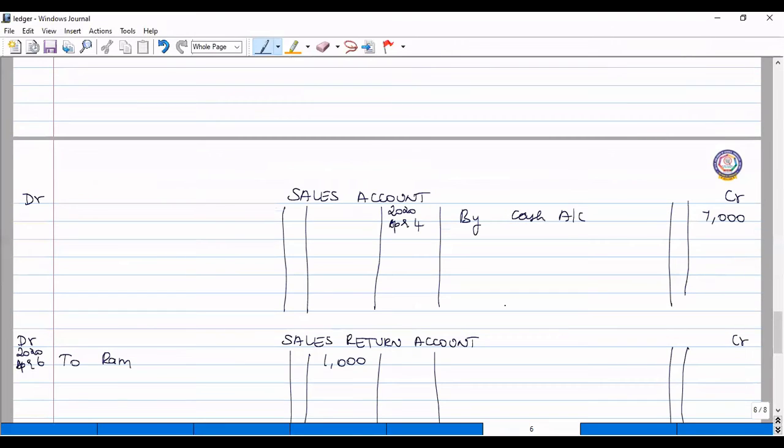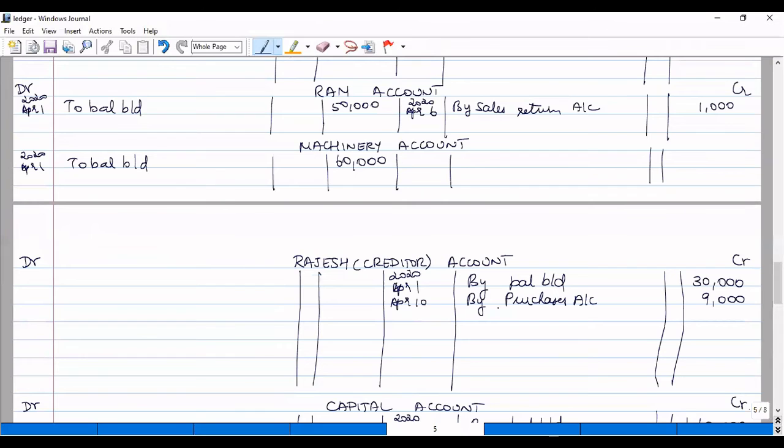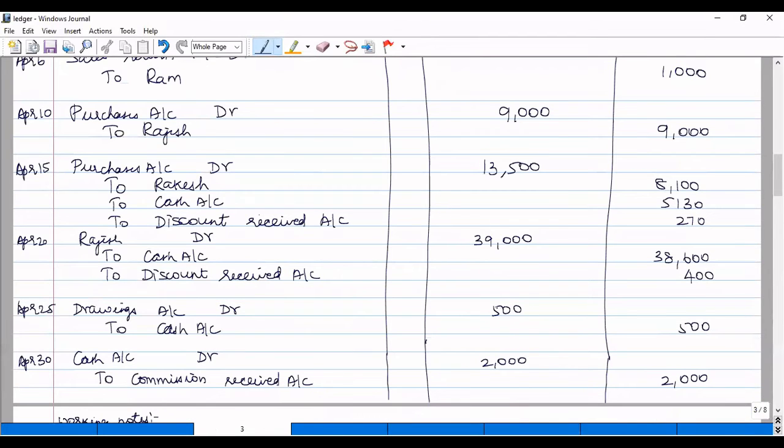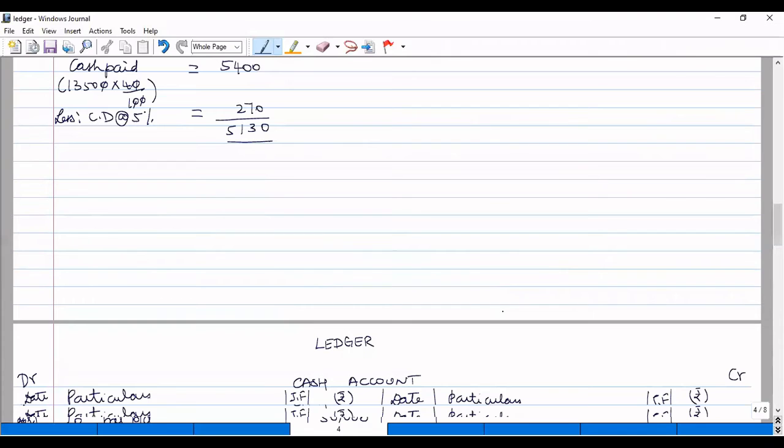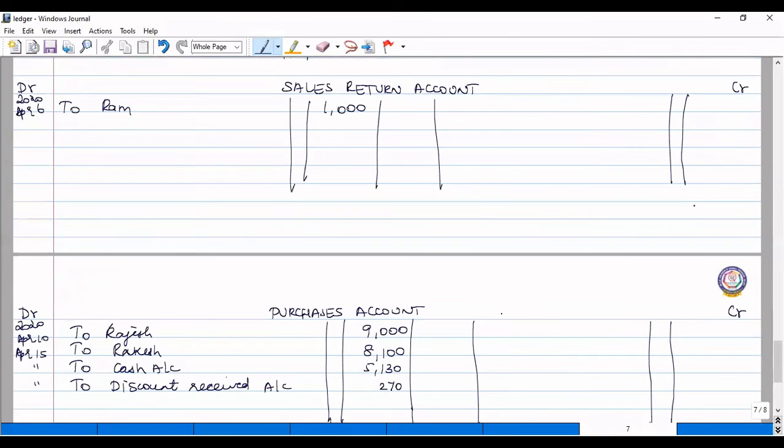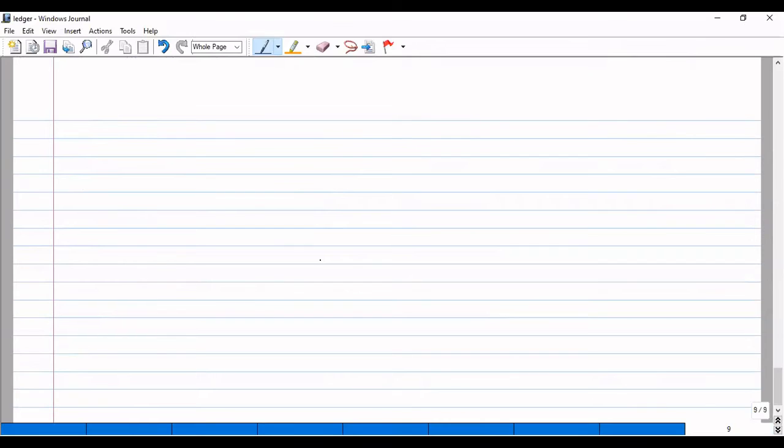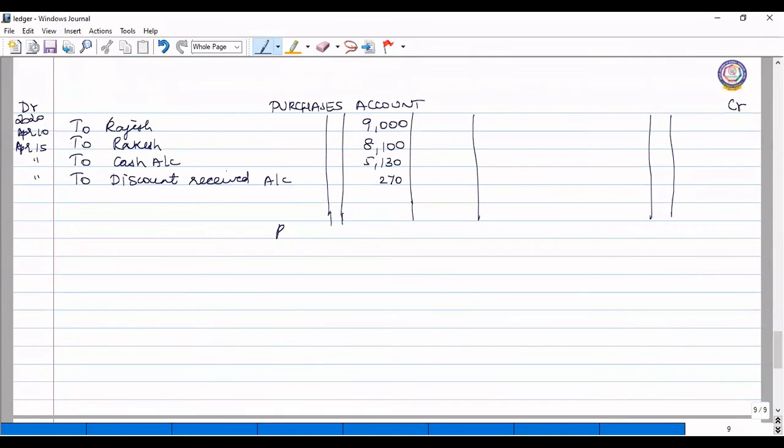Now coming to the credit items, we have three items on the credit side. One is Rakesh, next is cash, third is discount received. Out of these three items, we have opened only cash account so far, and other items like Rakesh and discount received account have to be opened. So we will open an account for Rakesh and discount received. Okay. Rakesh account and discount received account.